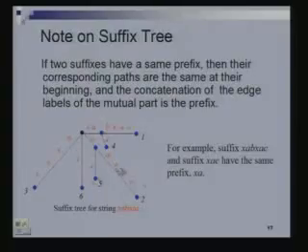Now this is the key thing which we are using in pattern matching. If I have 2 suffixes XAB, XAC, and they have the same prefix XA, then their corresponding paths are the same at the beginning. And that part is just the concatenation of the edge labels of the mutual part. So XAB, XAC, their common part is XA, so it will come here in this way.